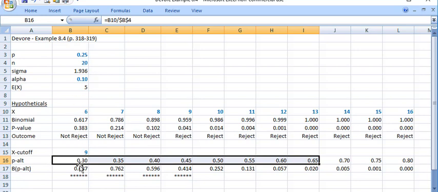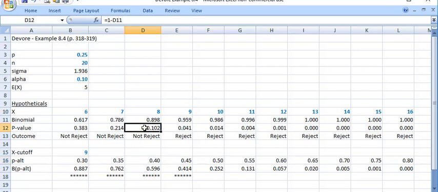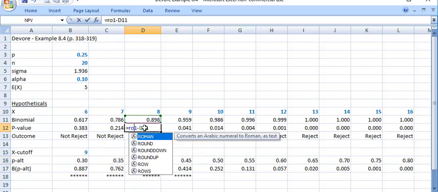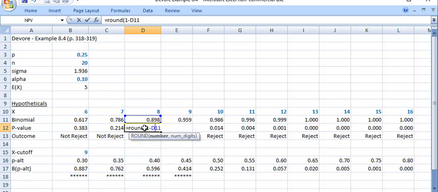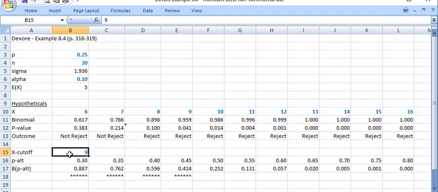I'm not sure why, but in the text, the authors suggested that we take this 0.102 and round it to 2 decimal places to come up with that number, making that 0.10 now reject the null hypothesis. It's statistically incorrect, but they do it in the text for some reason. That would change our cutoff from 9 down to 8, because now we're going to reject on 8.